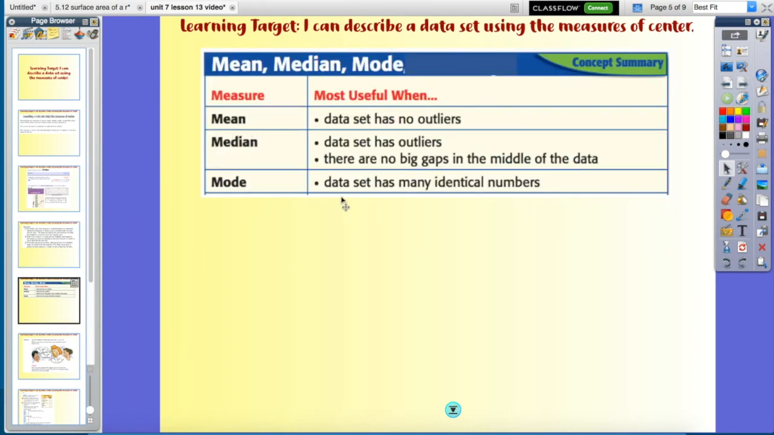So here's just a chart to summarize that. The mean would be best when there are no outliers. The median would be best if there are outliers and there are not large gaps in the middle of the data. The mode could be best if there are many identical numbers.